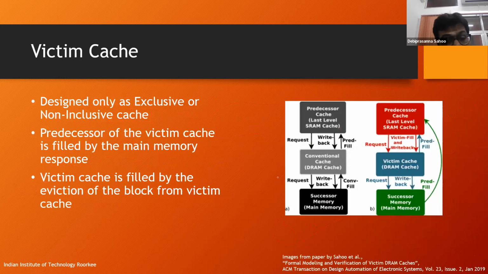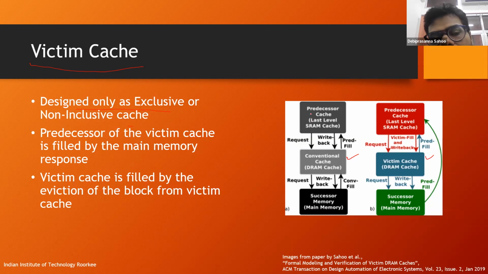Now, I want to just touch upon how exactly verification is being done and what the methods of doing verification are. I'm going to take a very simple case study of using a victim cache. As I discussed previously, there are three types of caches in terms of designing a hierarchical cache. They can be inclusive cache, exclusive cache, or non-inclusive cache. Now, a victim cache is designed only as an exclusive cache or non-inclusive cache. Now, let's see what a victim cache is. There can be two types of cache hierarchy: one is the conventional cache hierarchy, the other is the victim cache hierarchy.